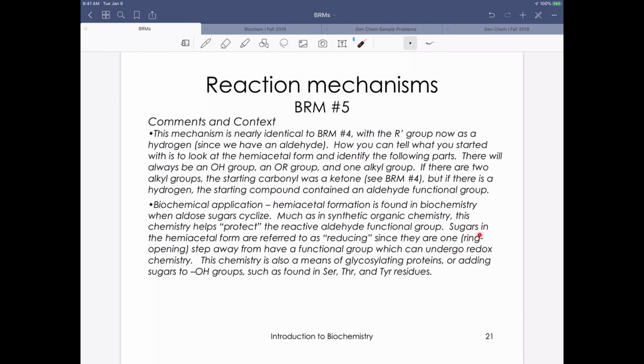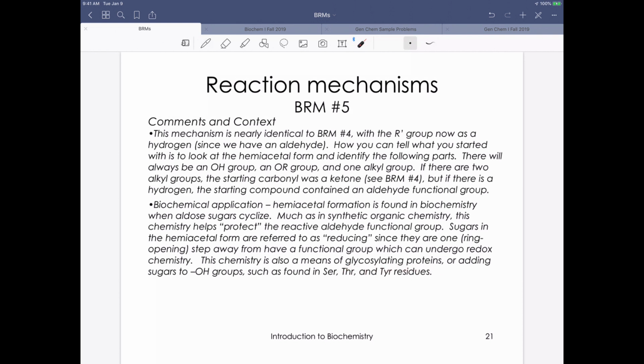And this becomes really important because when we have sugars that are in this hemiacetal form, we refer to them as reducing sugars, since they are actually only one step, a ring opening step, away from having a reactive functional group that could undergo redox chemistry. Again, this chemistry in reaction 5, similar to reaction mechanism 4, is also a way that we can glycosylate proteins.